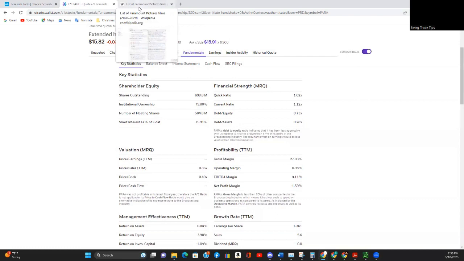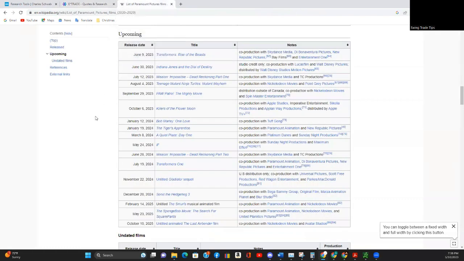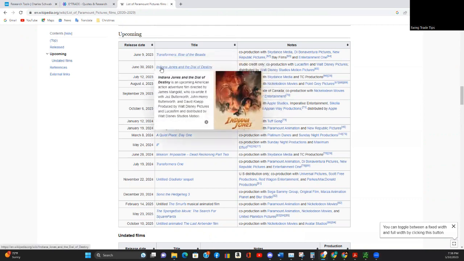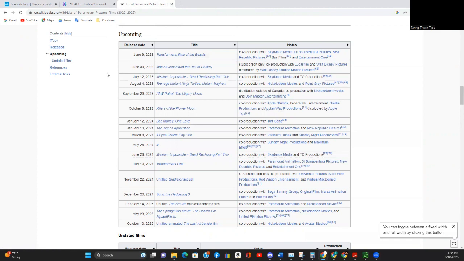And it's had good movies over the last couple of years, but it's also had some real flops. So I brought up here a list of the upcoming movies. And I think this is what will determine the future of the company. And next month, for instance, we have Transformers, we have Indiana Jones. I expect Indiana Jones to do well.